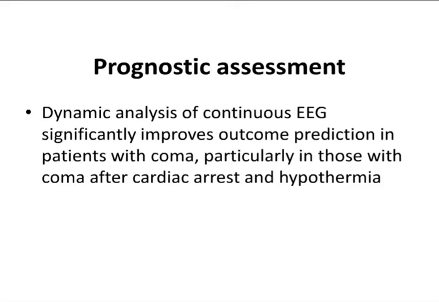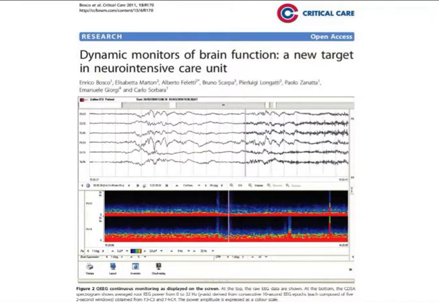And so this dynamic analysis is, again, I'm stressing this point, a very new way of using EEG, and I think it is interesting for the prognostic assessment, particularly in patients with coma after cardiac arrest and hypothermia. And this is a very nice study from Italy, published recently in Critical Care, where they used dynamic monitoring of brain function, coupling continuous EEG monitoring and evoked potentials. I really recommend this paper because it is an approach I like. I would like to know about the implementation of the system, but I think it's an interesting way to go.